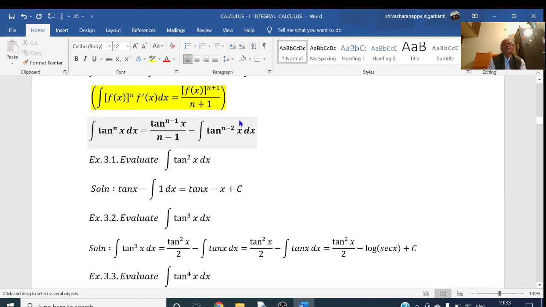This is my reduction formula. I have to find out the integration of tan x to the power of 2 dx. What is my n here? n equal to 2. Substituting n equal to 2 here, I am getting 2 minus 1 is 1, tan x divided by 1, that is tan x, minus, I have n equal to 2, so 2 minus 2 becomes 0. This becomes 1 into dx. The integration of 1 into dx is x, plus the constant of integration c.